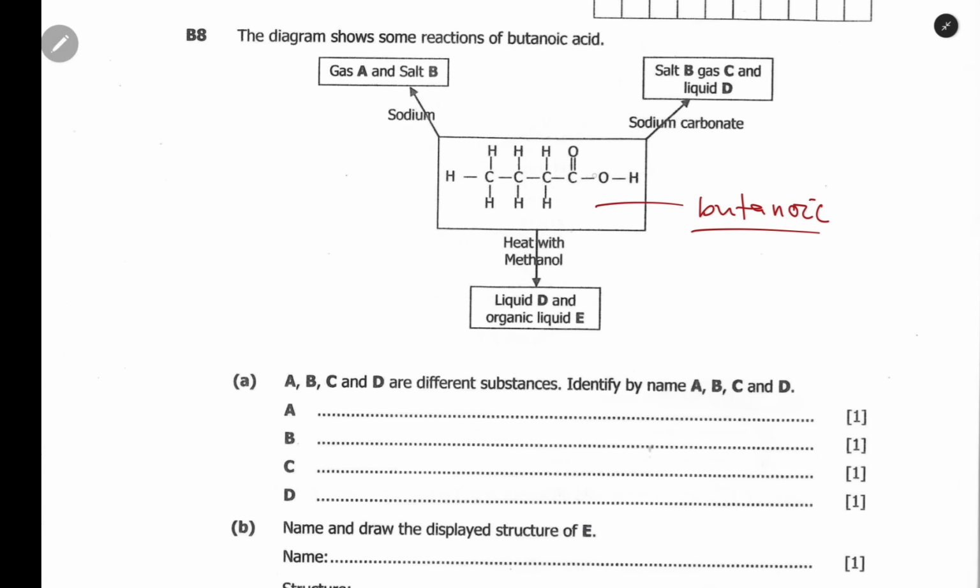Now look at this. Very important to start the reaction. So it means butanoic acid reacts with sodium, resulting in A and B. Then when it reacts with sodium carbonate, it results in B, C, and D. Now, this is an acid, even if it's a weak acid. Generally, when an acid reacts with a metal, which is sodium, it produces a gas, which is hydrogen, and a salt. So here, the gas is hydrogen. So the substance A is hydrogen gas.